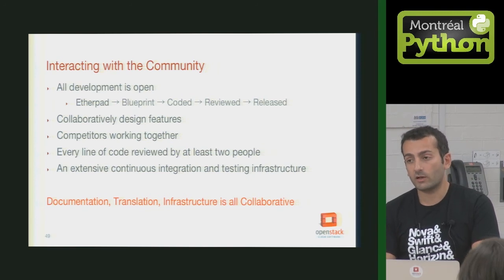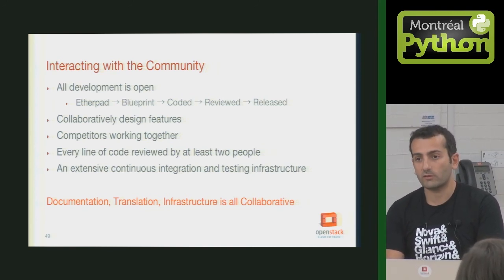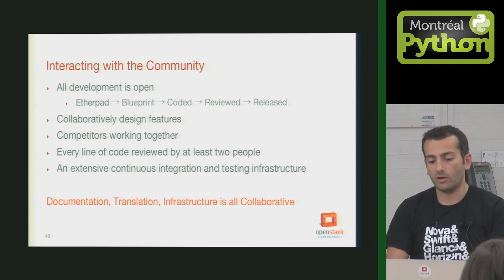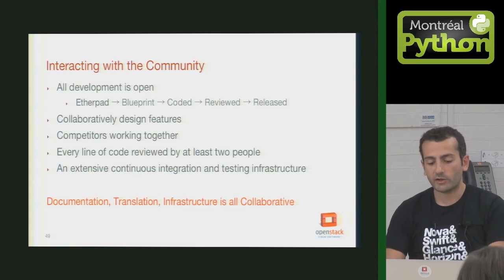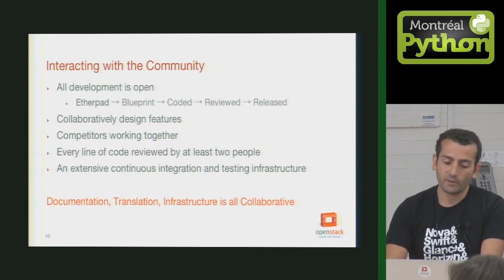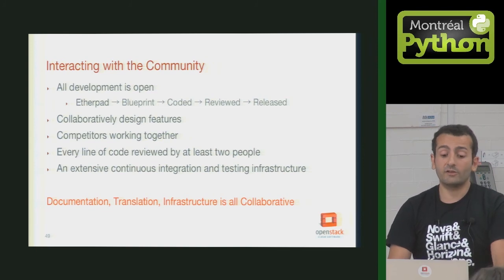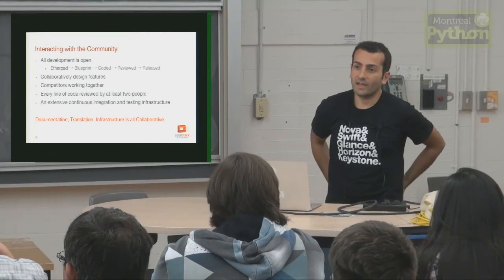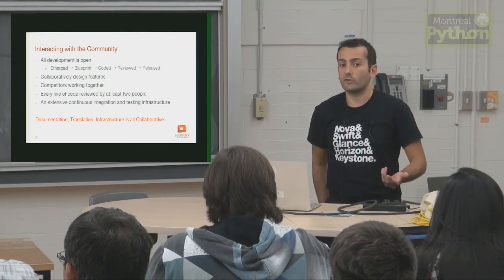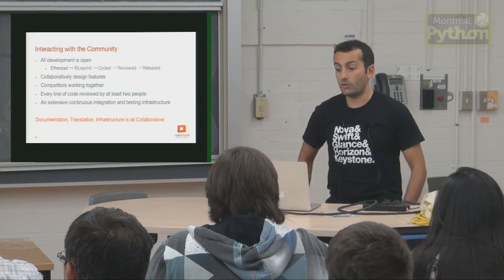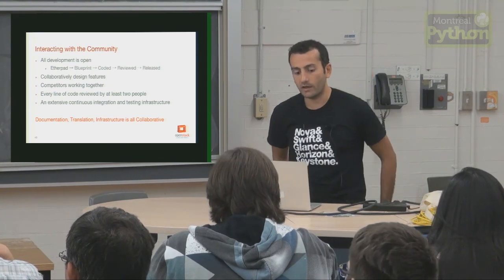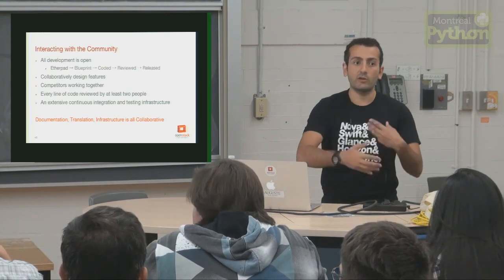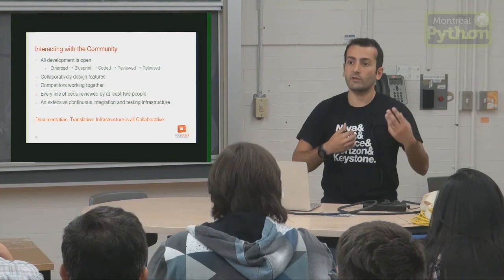Like I said before, every line of code is reviewed by at least two people, so you need to have a plus two. But usually for large projects, you get many more reviewers and much more interaction and iterative reviews. The continuous integration and testing infrastructure is pretty huge. It has so many things. Personally, I've been working in open source since '98, always in companies, and I've never seen such an efficient way to do code reviews and integrate everything together.